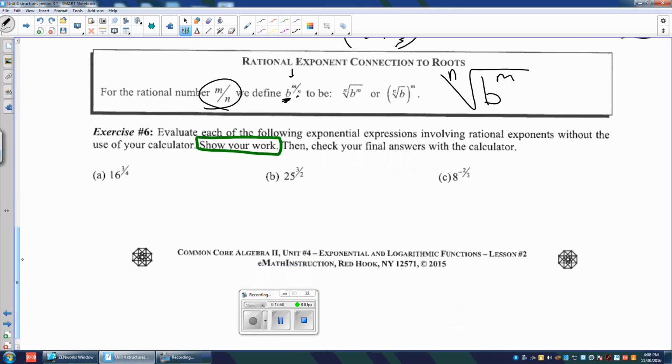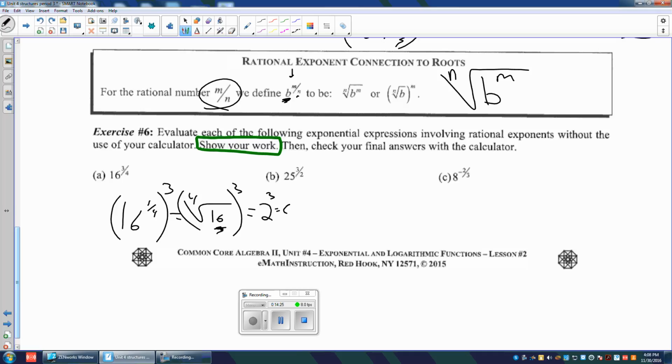We're wrapping it up here. Evaluate each of the following exponential expressions involving a rational exponent without the use of your calculator. Show your work. 16 to the 1/4 cubed is the 4th root of 16. Then cube it. Let me see. 2 times 2 is 4, times 2 is 8, times 2 is 16. So that means this whole thing is 2.